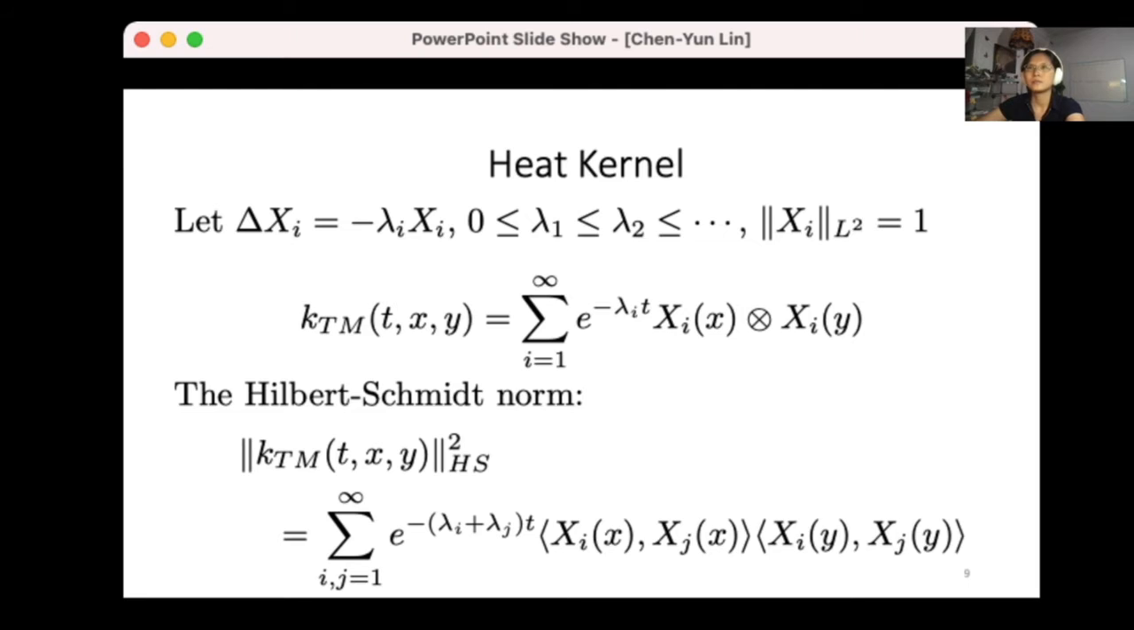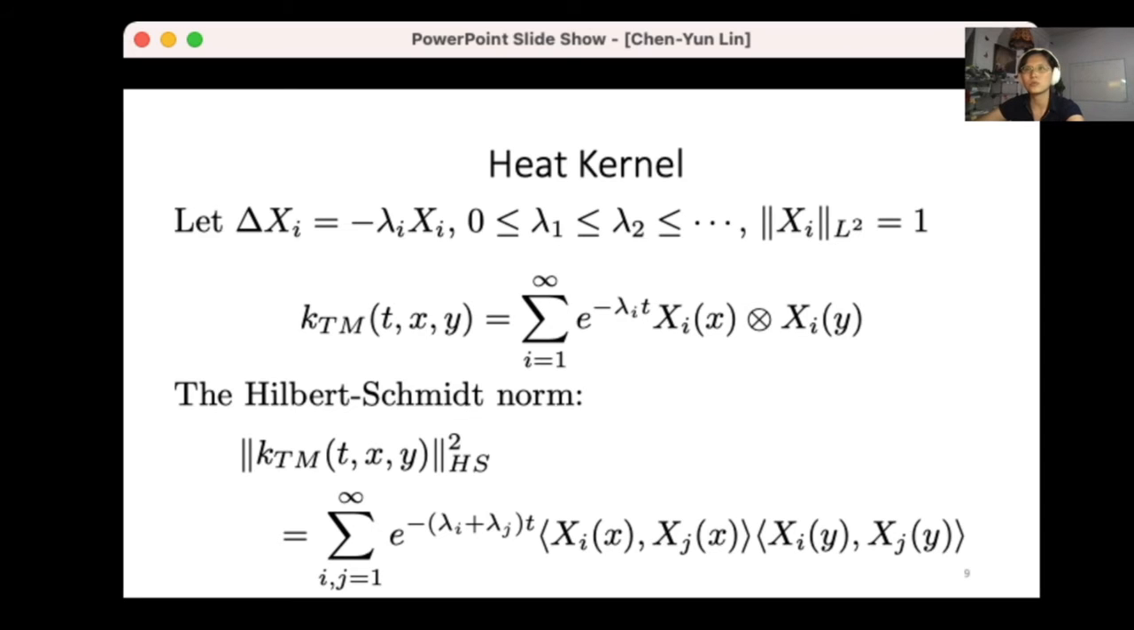With these eigenvectors, the heat kernel of the connection Laplacian can be expressed as this series expression. And for this heat kernel operator, we can find its Hilbert-Schmidt norm. The square of the Hilbert-Schmidt norm can be computed using this series down here. Notice that both the Hilbert-Schmidt norm and the heat kernel operator are infinite series.